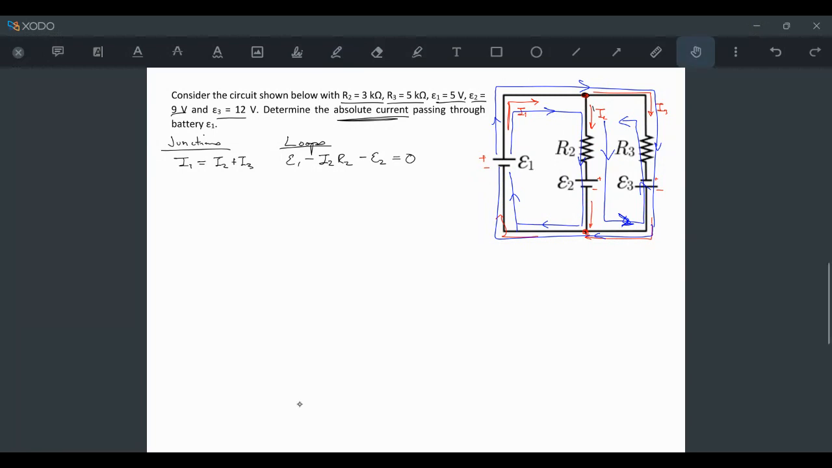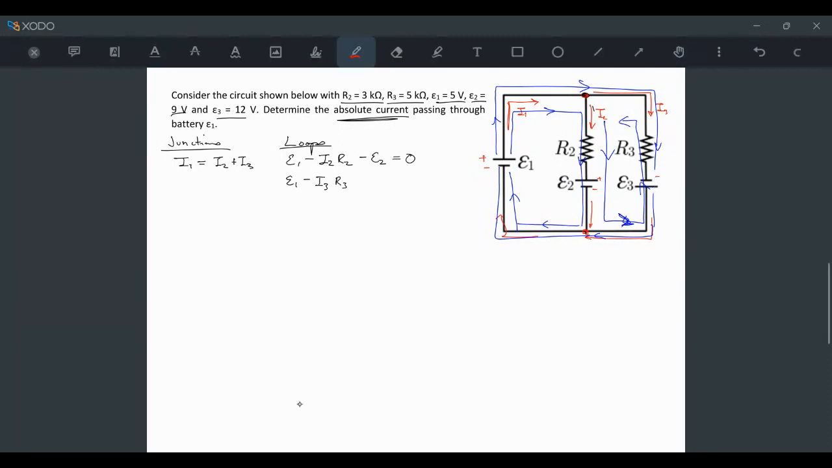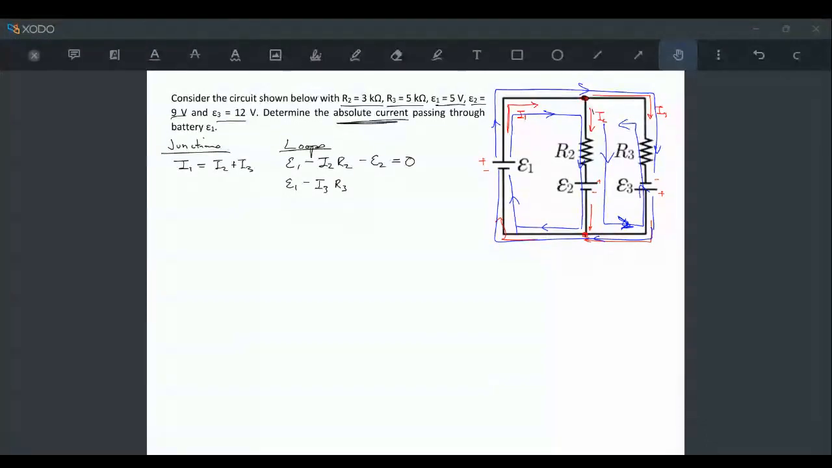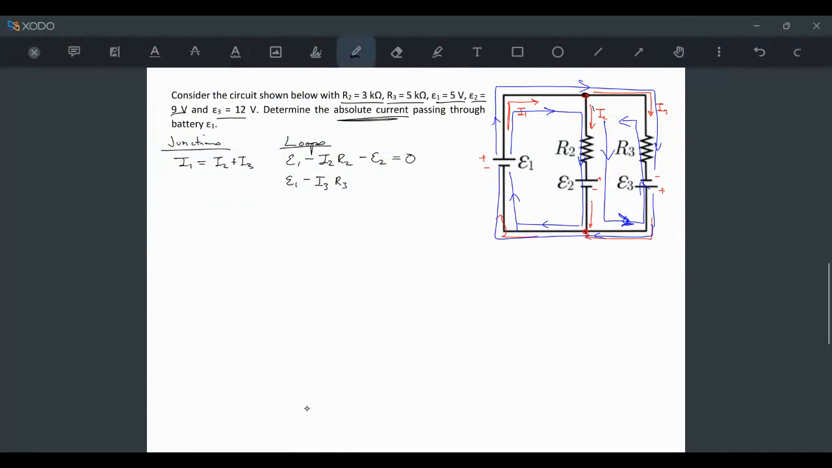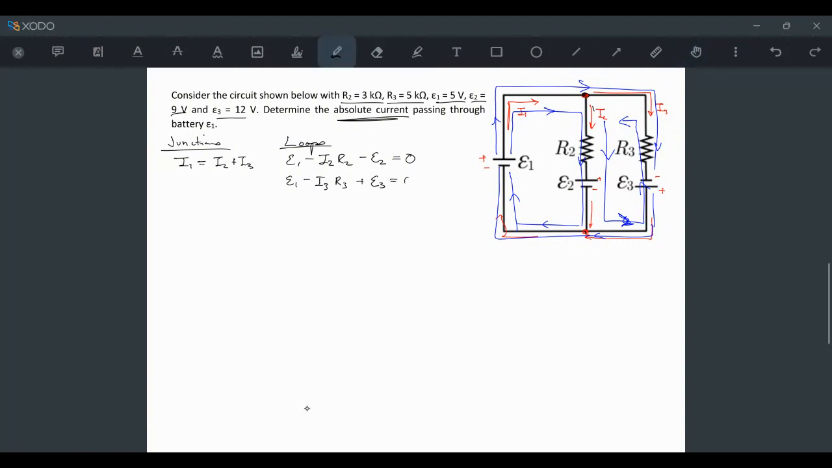For the second loop that I drew, again, we started at epsilon 1. This time the first thing we encounter is resistor 3. Potential drops I3 R3. Next we encounter the third battery, and I drew these wrong. Let's correct that. The little terminal is always the minus, the big one is the positive. So we're going from minus to positive. That means the potential increases. And then we just make it back to the battery.